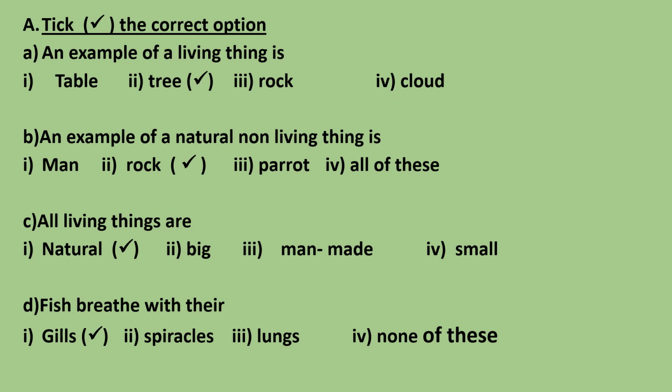D. Fish breathe with their gills, spiracles, lungs, none of these. Children, fish breathe with their gills. Insects breathe through the air holes which are called spiracles, which is the second option. And human beings and animals like cow, horse, lion breathe through their lungs. So the answer is gills. Fish breathe with their gills.